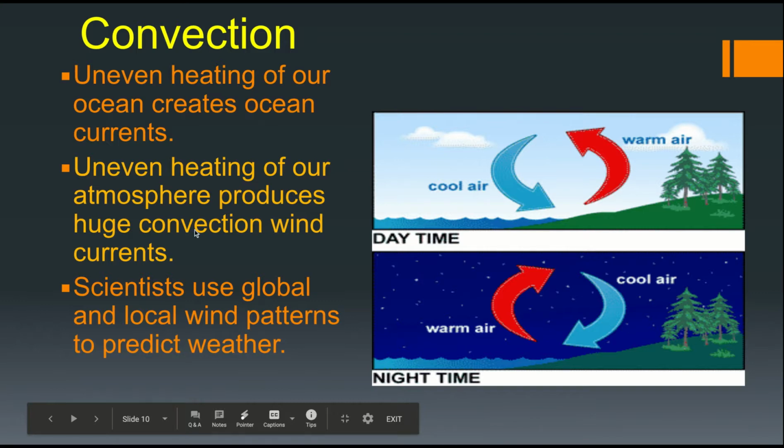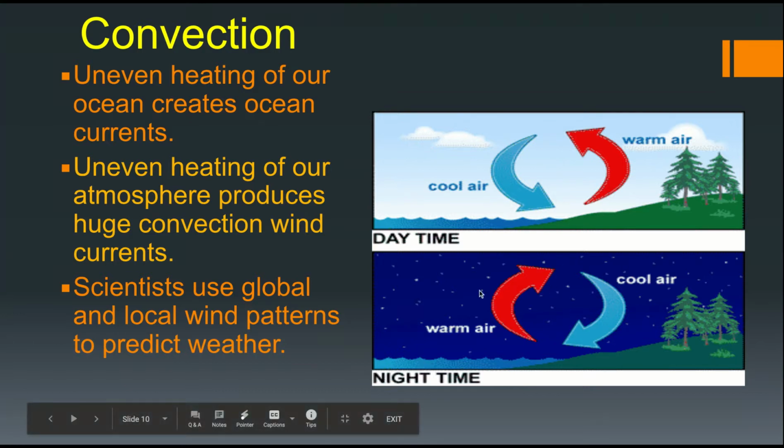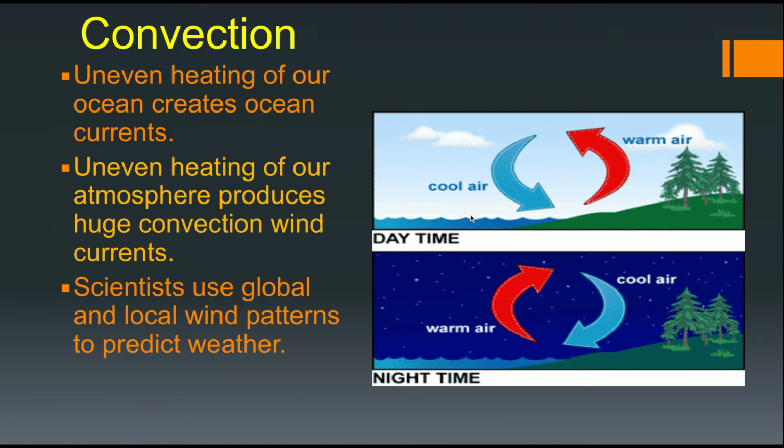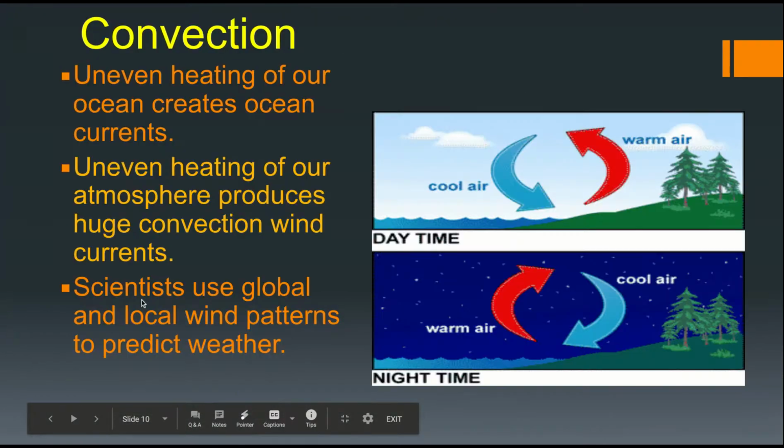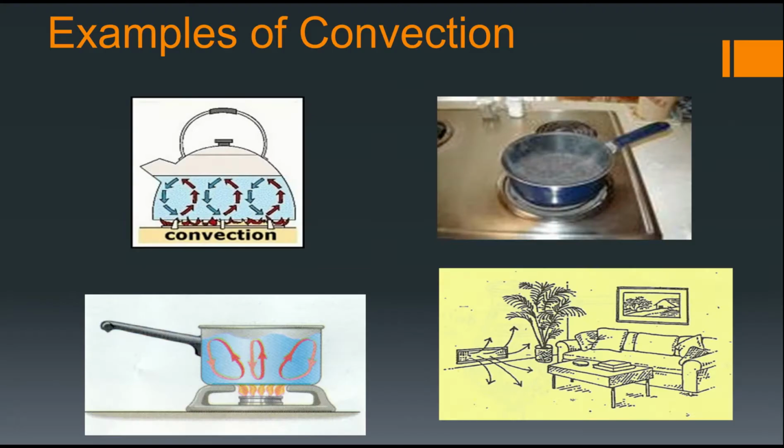Convection, and we'll read the middle one first. Uneven heating of our atmosphere produces huge convection wind currents. Like this is a sea breeze and this is a land breeze, and this happens because of the way the air is warm, the water is warm, and the land is warm at different times. The uneven heating of our ocean creates ocean currents, like the Gulf Stream. And scientists use these global patterns of weather to predict what's coming up.